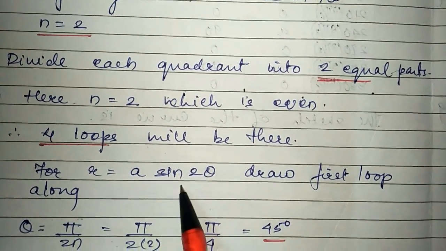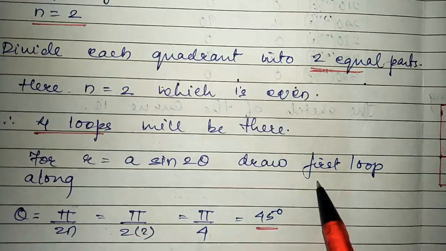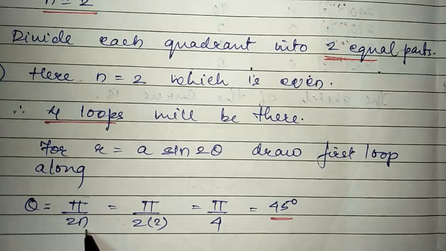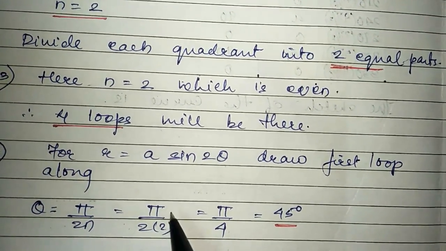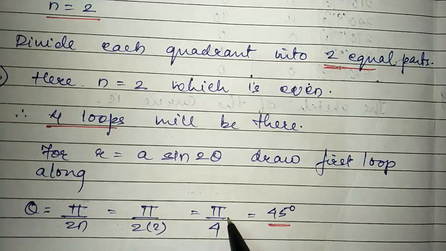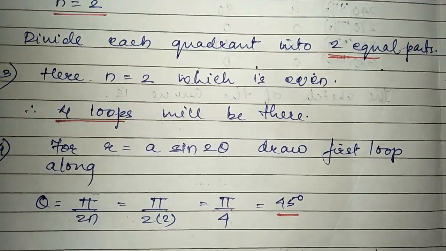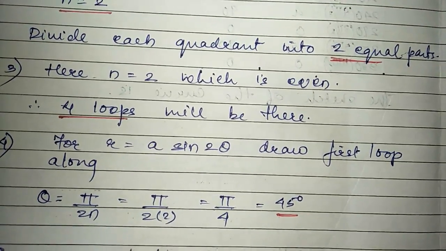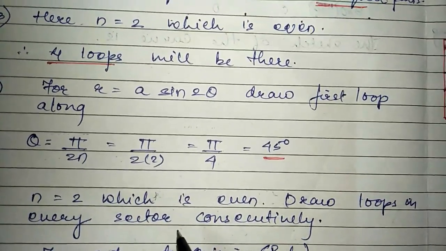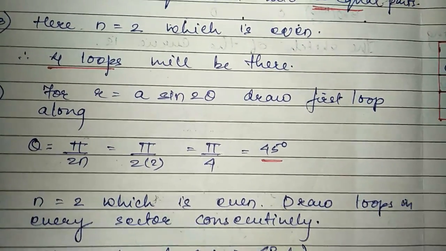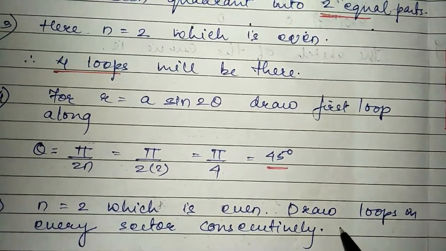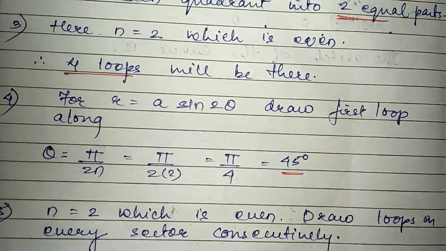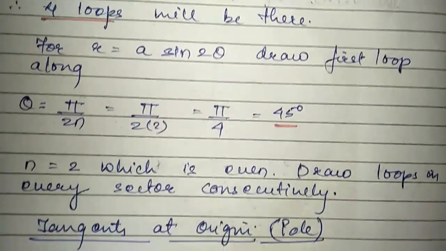Then for r = a sin 2θ, the first loop is to be drawn along θ = π/2n. Now here n is 2, so it will be π/(2×2), that is π/4, that is 45 degrees. So we will draw the first loop along θ = π/4. Now n is 2 and it is even, so the loops are to be drawn in every sector consecutively. No sector is to be left vacant.